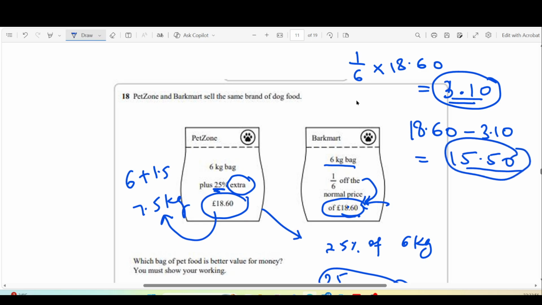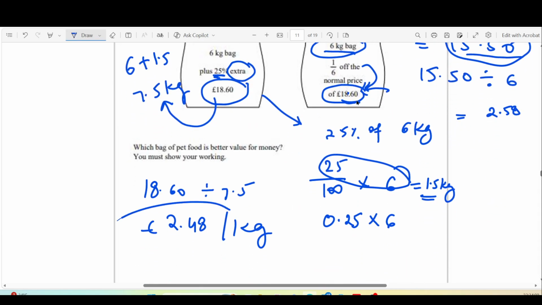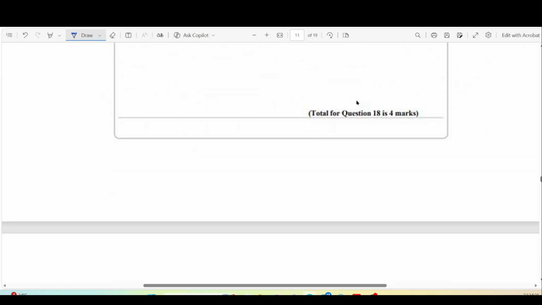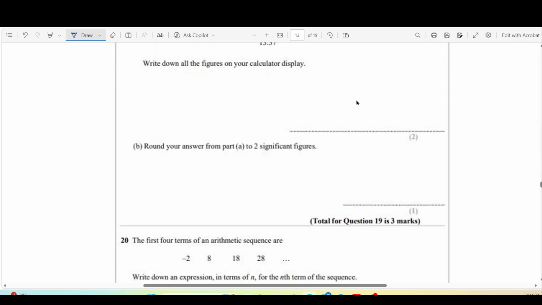So this is for 6 kilograms, right? To get the value for 1 kilogram, we need to divide this by 6, which is going to be 2.58. So here I am getting 2.48 for 1 kilogram, and this is 2.58 for 1 kilogram. So this one is better, right? So Pet Zone is better, right? That's how we have to do it.